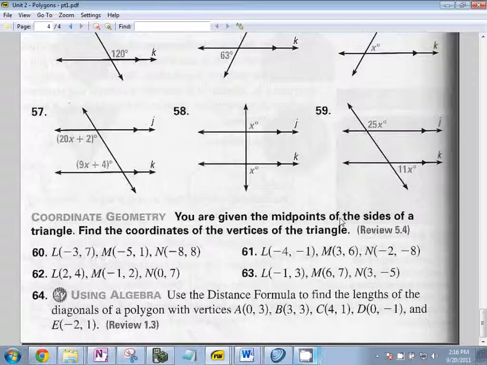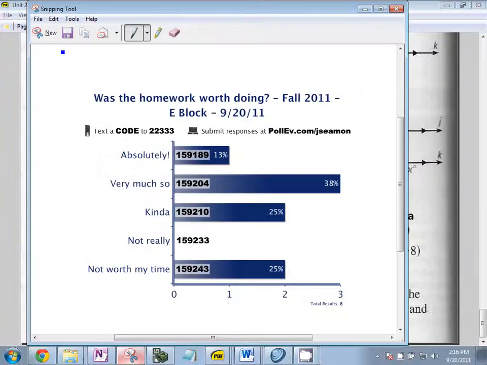Says you're given the midpoints of the sides of a triangle. Find the coordinates of the vertices of the triangle. Very cool. I give such good questions for homework.